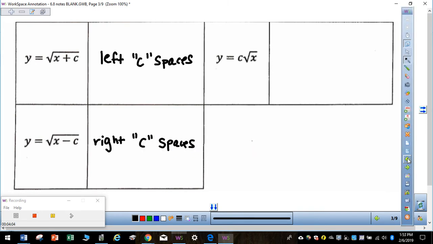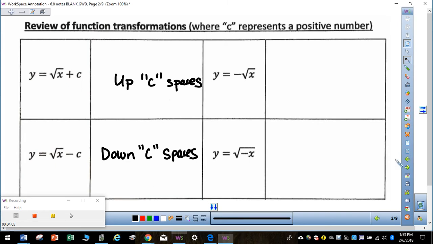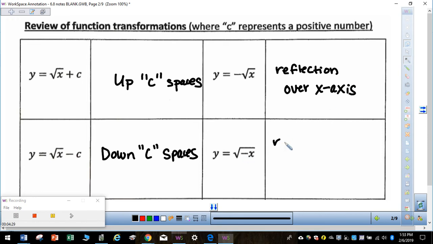So that section there is what we call translations, which sounds similar to transformations, but a translation is when it's just simply moving left, right, up, or down. Next, in the next section here with the negatives, we have our reflections. So remember that when we have the negative out in front, that is a reflection over the x-axis. And on the next one, if the negative is on the inside, this is going to be the graph of a reflection over the y-axis.